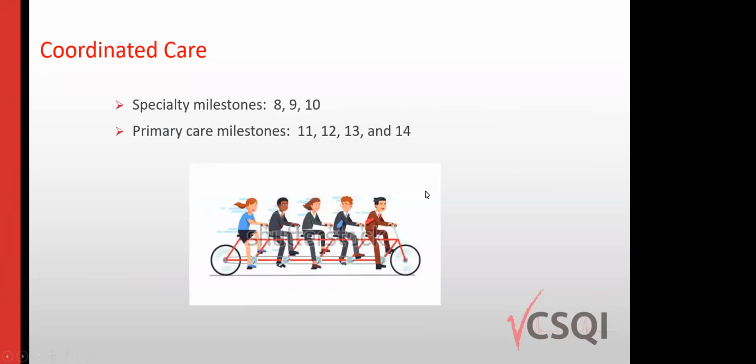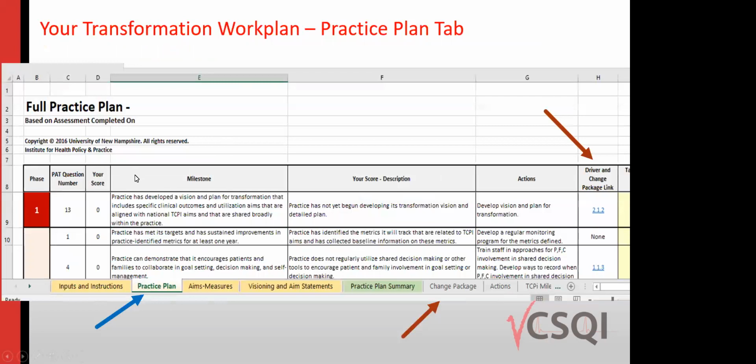Okay, so this is just a recap of the milestones associated with the specialty and primary care assessment. And again, we're always going to refer to change drivers, and these change drivers are located in your practice plan. Pictured here is the practice plan tab, and in column H is the links or the reference code related to the specific change packet.